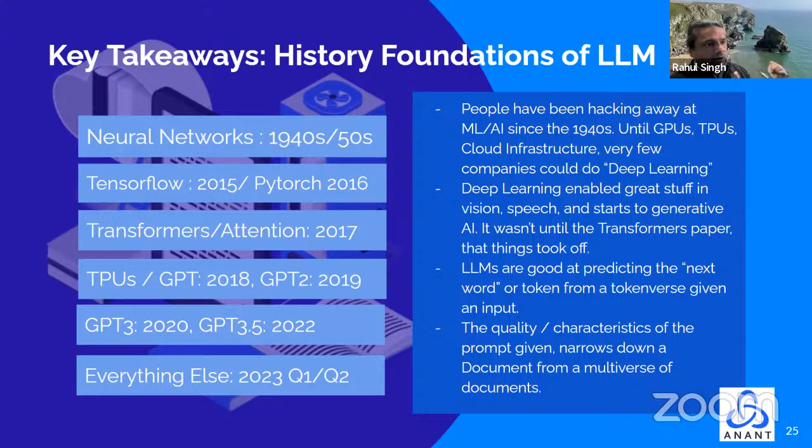So deep learning, big game changer. Transformers, big game changer. What are LLMs? Well, they're just good at predicting text, predicting the next word or the token from a token verse given some input. That's all it does. Given something, what's the next word? It takes it and then says, what's the next word? Then takes that, what's the next word, right? And the quality and characteristics of what you give it narrows down this document constructed just for you from a multiverse of documents.